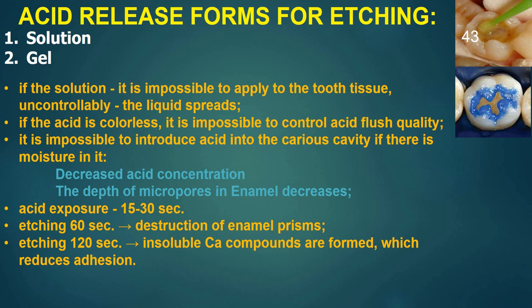With decreased acid concentration, the depth of micropores in enamel decreases. Acid exposure of 15 to 30 seconds. Etching for 60 seconds: destruction of enamel prisms. Etching for 120 seconds: insoluble calcium compounds are formed, which reduce adhesion.